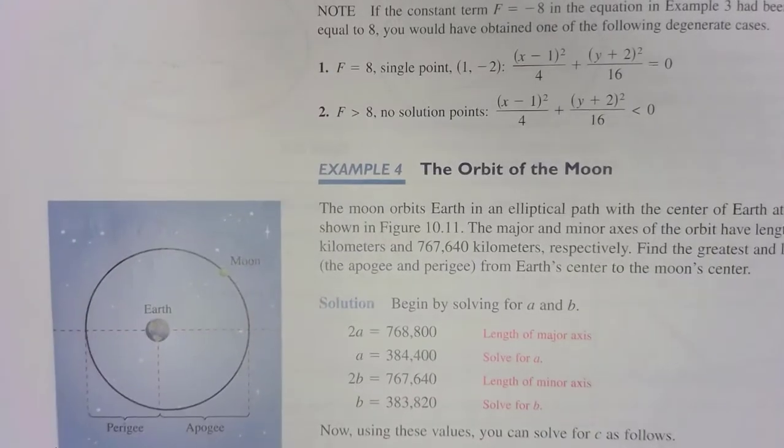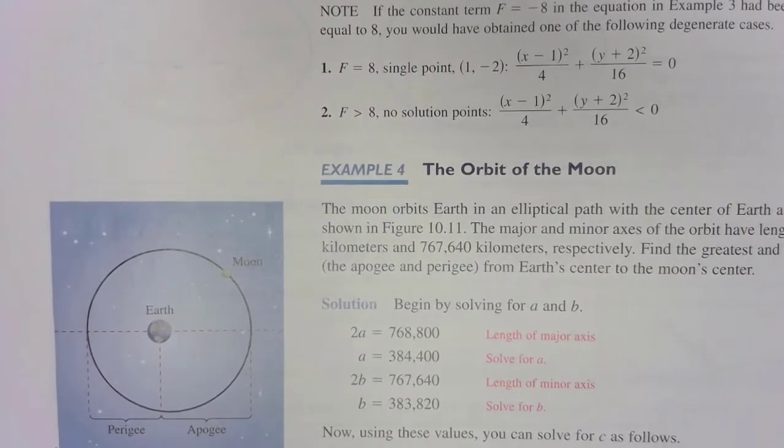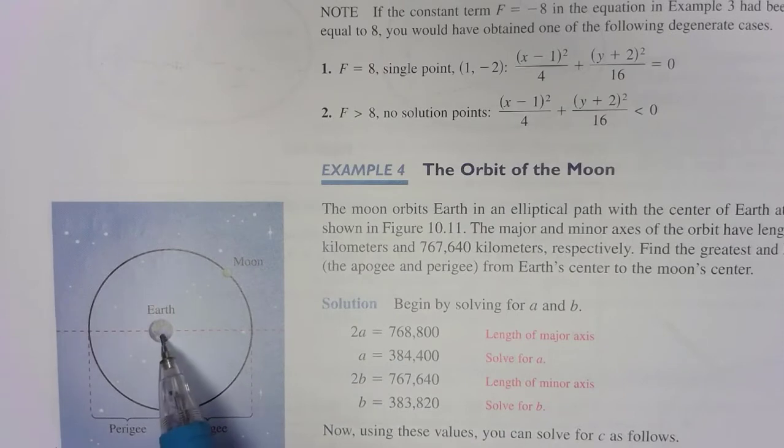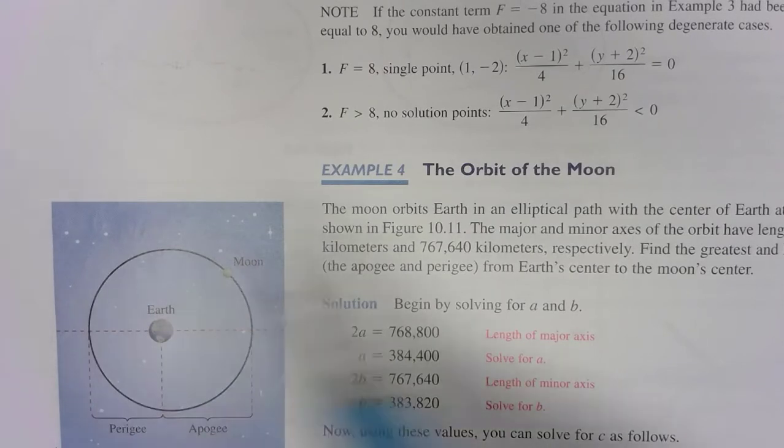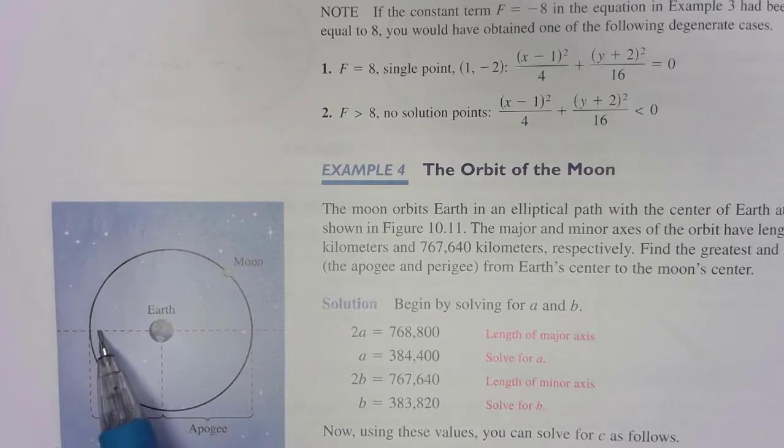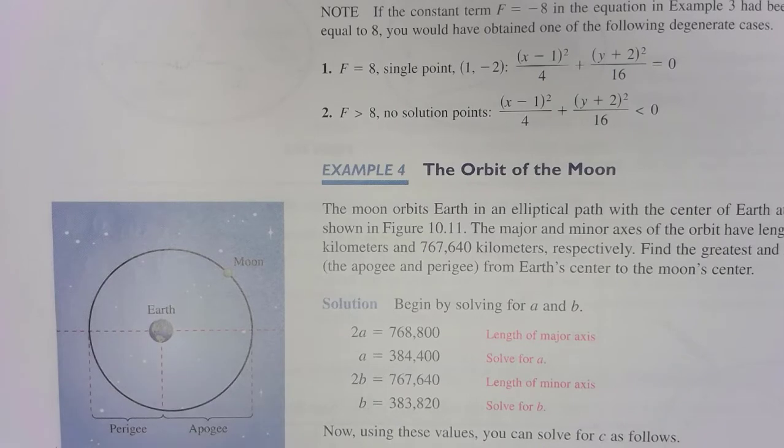Again, a nice little example about the orbit of the moon around the Earth. Notice that the Earth is not at the center of a circular orbit. This length from here to the circle is called the perigee. This is the apogee. Nice little information there.